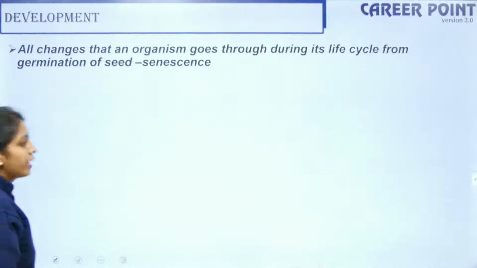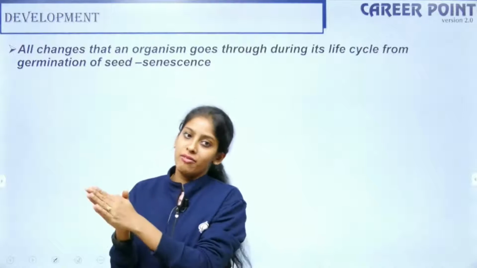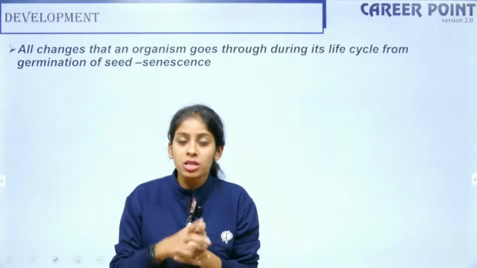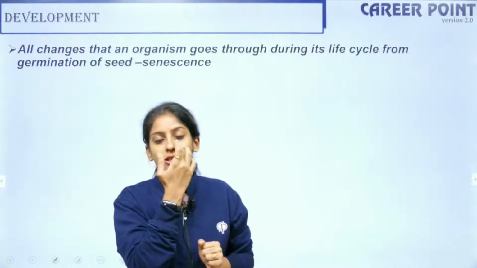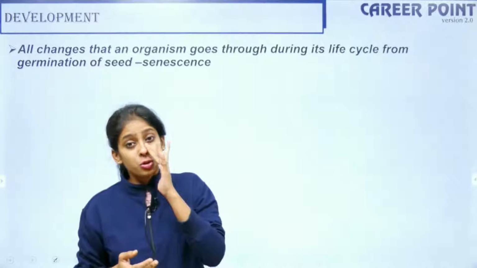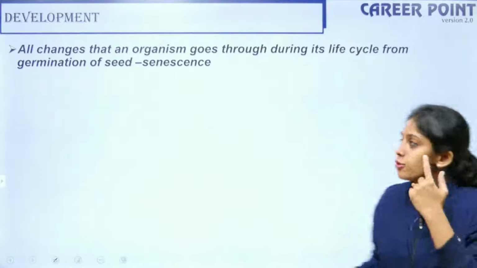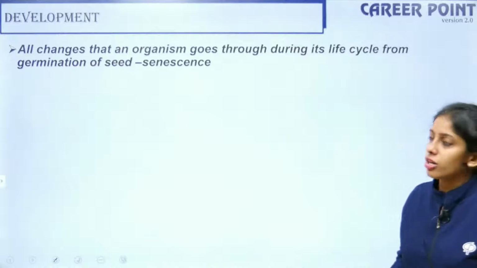Now talking about development. So the name of the chapter is plant growth and development. So I was talking about growth, how to measure growth, what are the phases of growth, etc. So one more thing that I forgot to say: in your geometric growth rate there are 3 phases of growth. So what are the 3 phases of growth in your geometric growth rate?